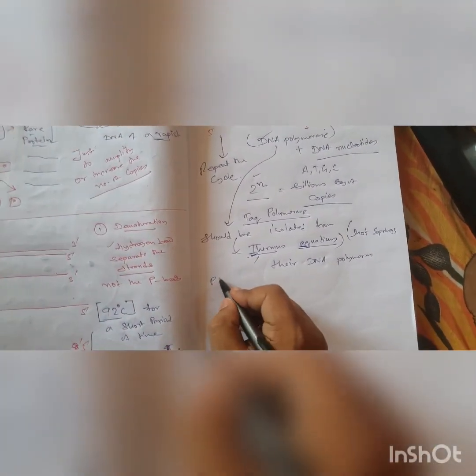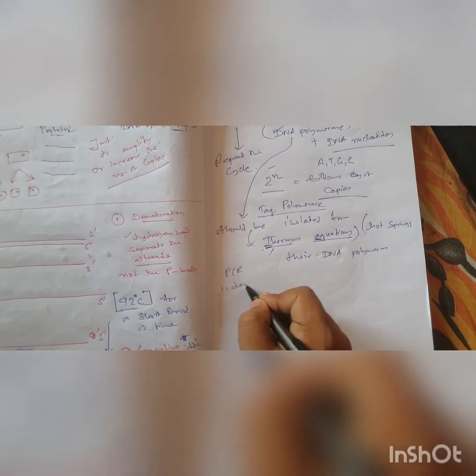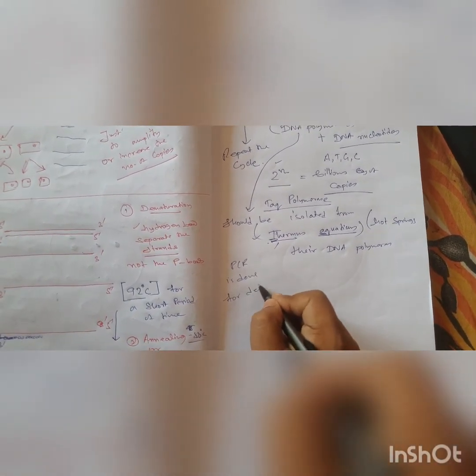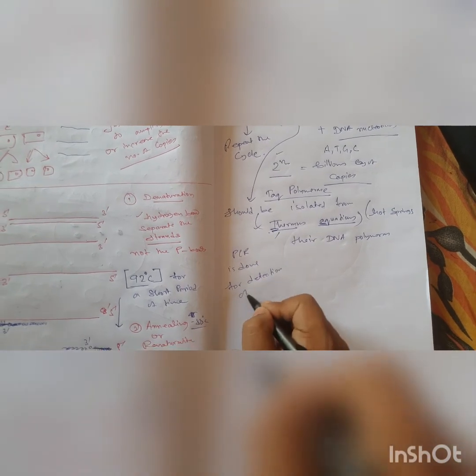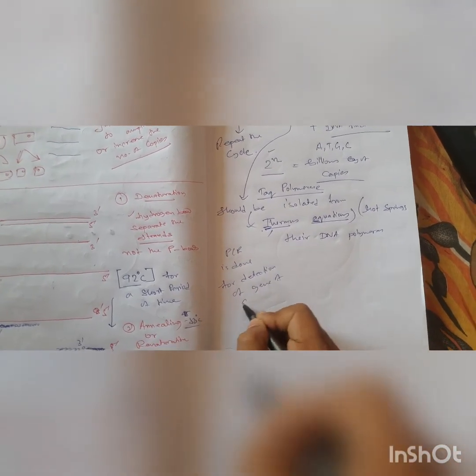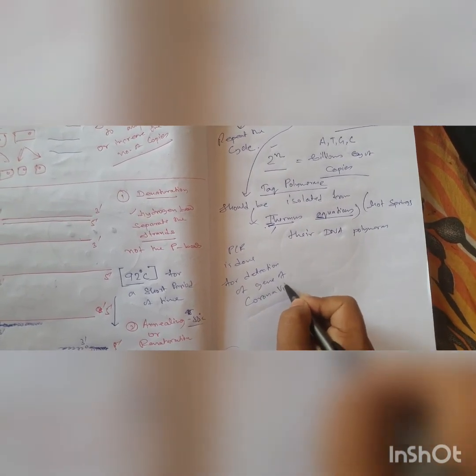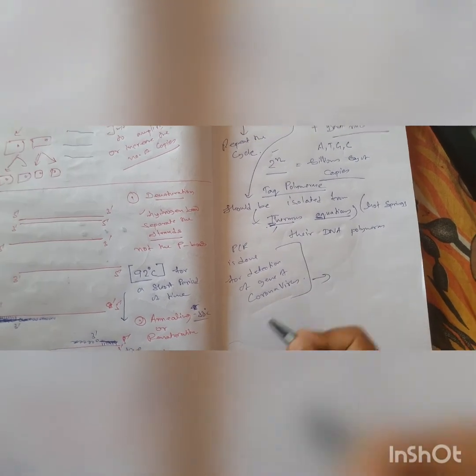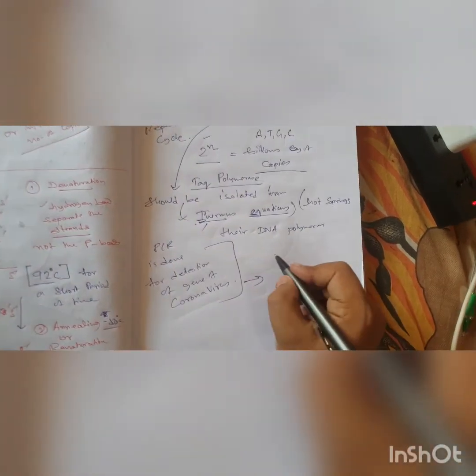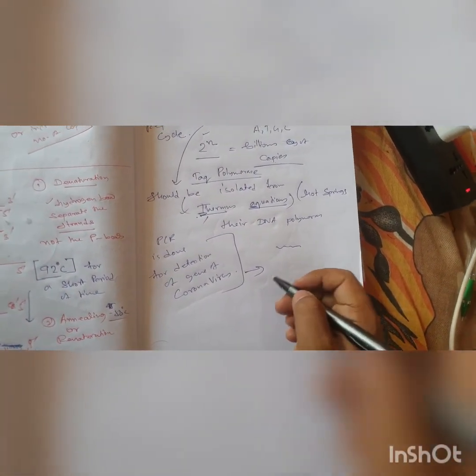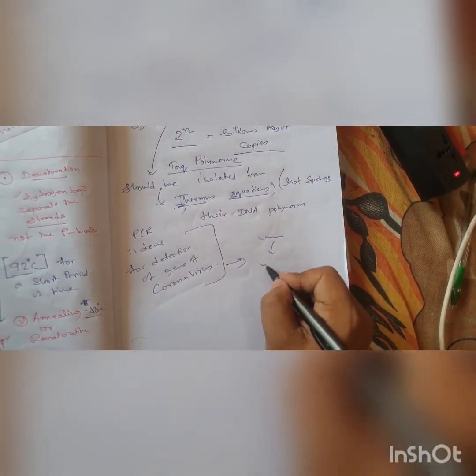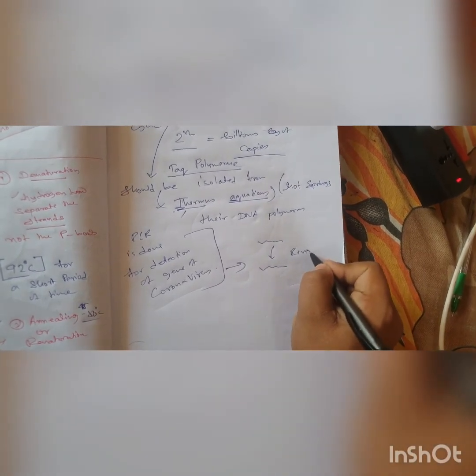PCR is done for detection of the gene of coronavirus nowadays. Okay. Directly they add a probe. Suppose this is the sequence of the coronavirus RNA. They convert the RNA into DNA, which is known as reverse transcription.